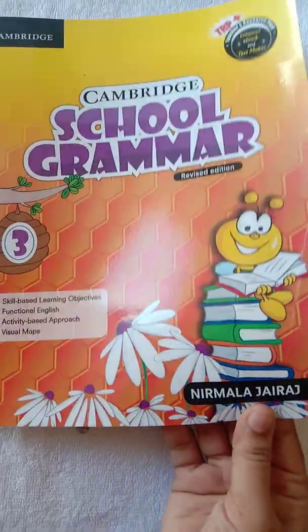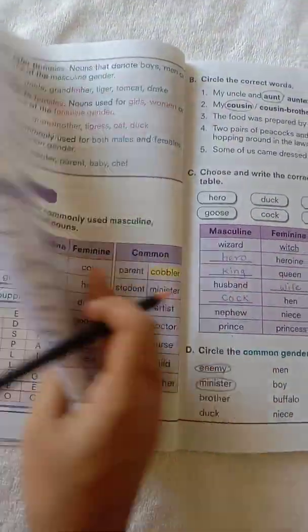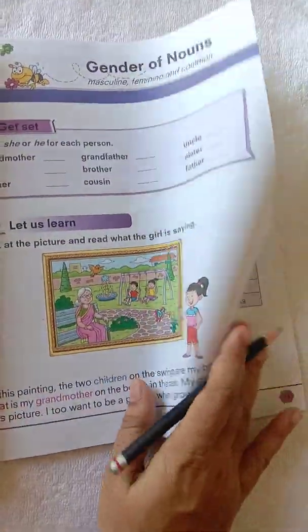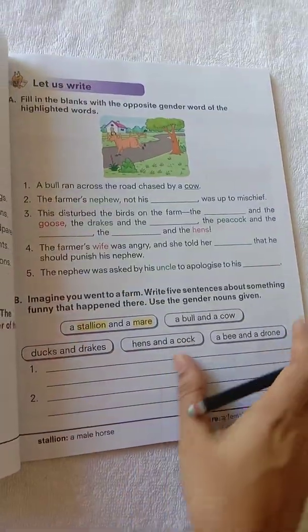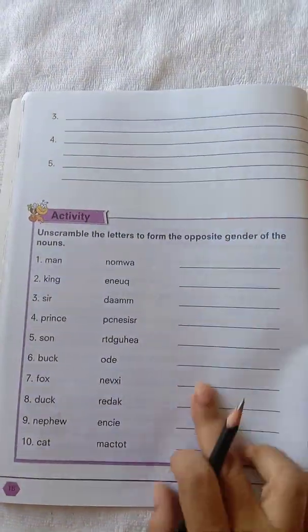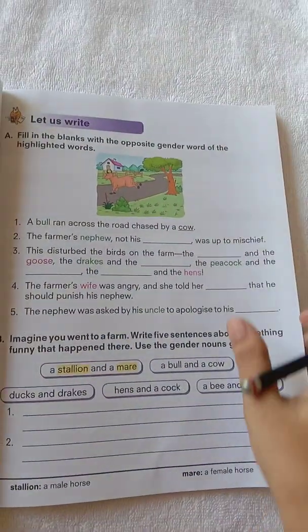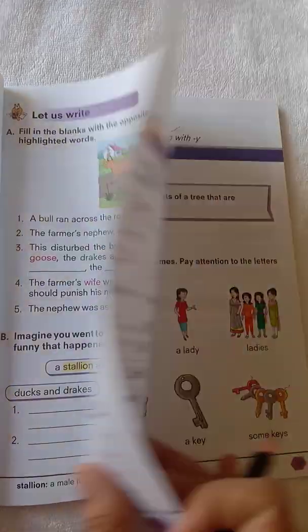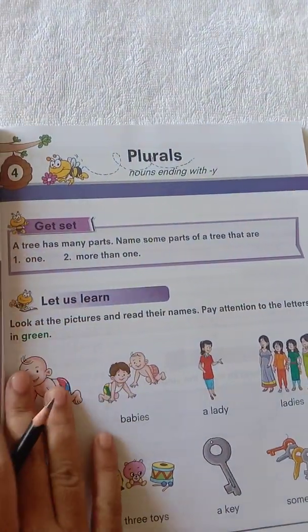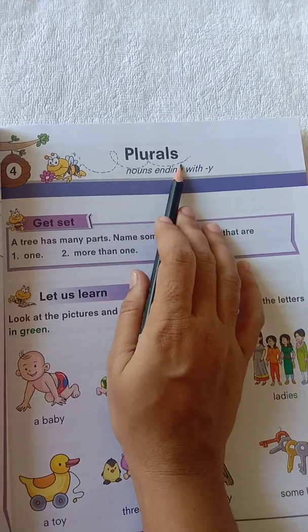This is our English grammar class. Gender nouns we have completed. You all have written in this textbook, and scramble words and filling the blanks. So today we will start with lesson number 4, that is plurals. Plurals. What is plurals?